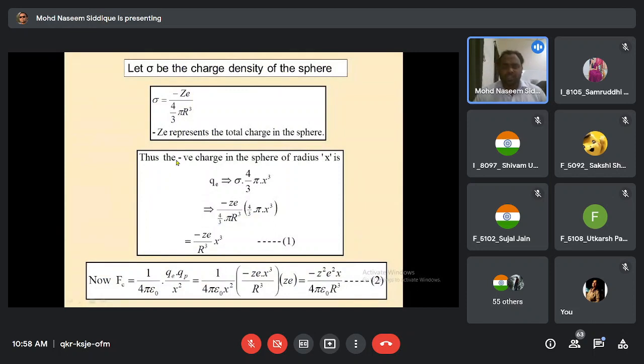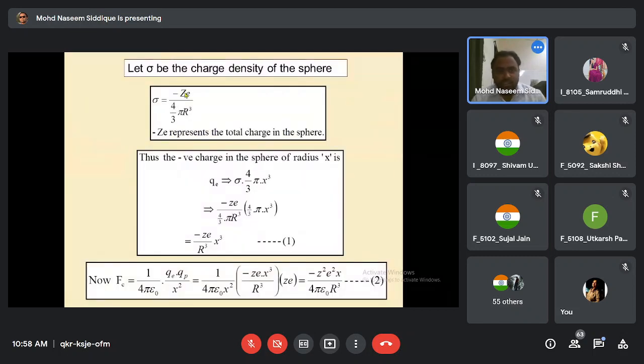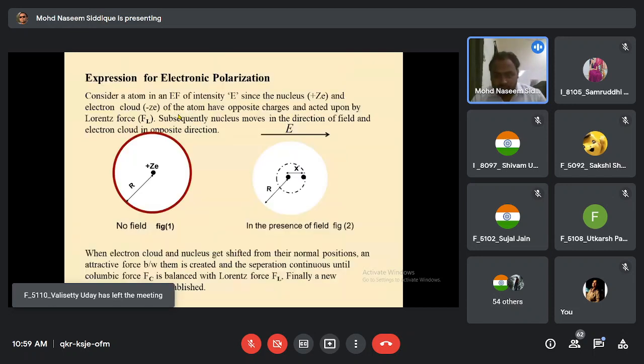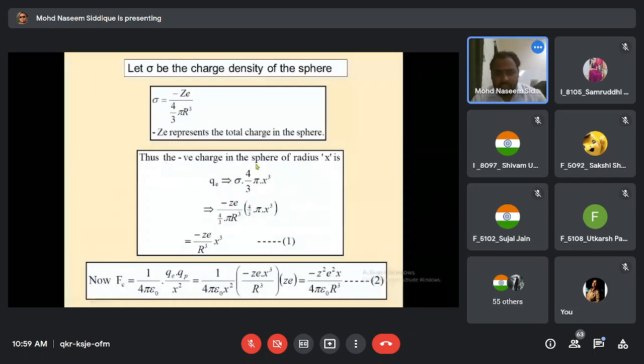How can we derive the relation? It's very simple. This is the atom before applying the electric field. We can determine the charge density. The negative electron charge density is ZE upon 4 pi R cube. But we have to determine the charge on the small sphere inside this big sphere with the radius x. So how can we determine that? If you know the charge density, you can determine it very simply. So the negative charge in the sphere of radius x is q, equal to charge density into 4 upon 3 pi x cube. Is it clear for everyone?